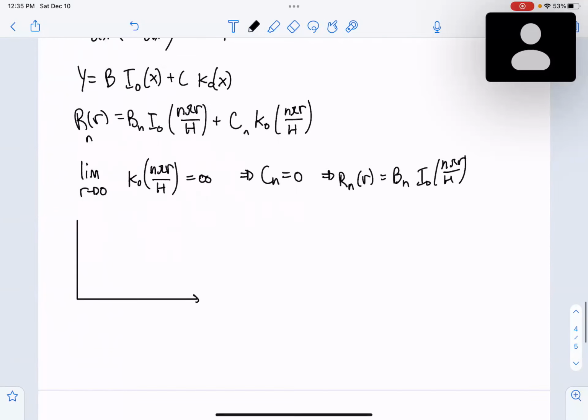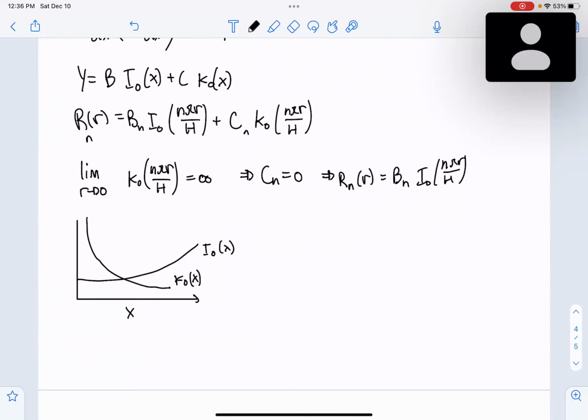Obviously, there's no way we can just plug in a value and see that. But this is actually what the functions look like, I naught of x and K naught of x. As you can see here, K naught of x goes to infinity as x goes to 0. In this case, our x is n pi r over h, but same thing really.